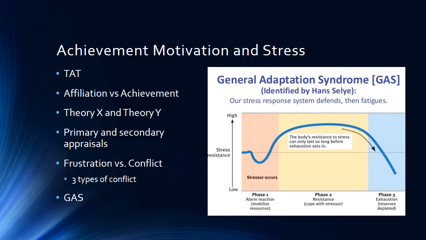Again, this is going to be a streamlined version of achievement, motivation, and stress. Make sure you're good with thematic apperception tests. This is that entire idea that you see a basic image or a picture and you tell someone a scenario that's going on. The idea being that you're projecting onto that scenario some truth about yourself, and it'll probably give indications of your affiliation versus your achievement needs.